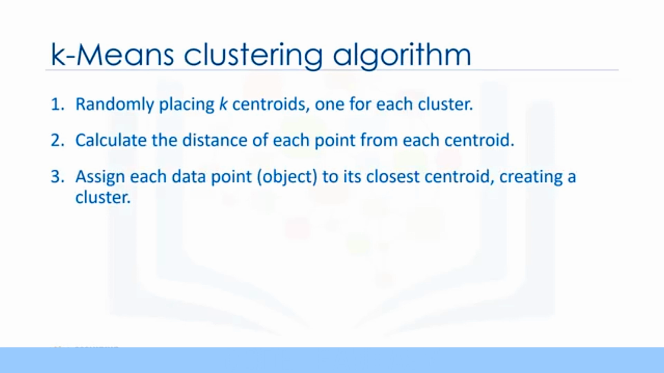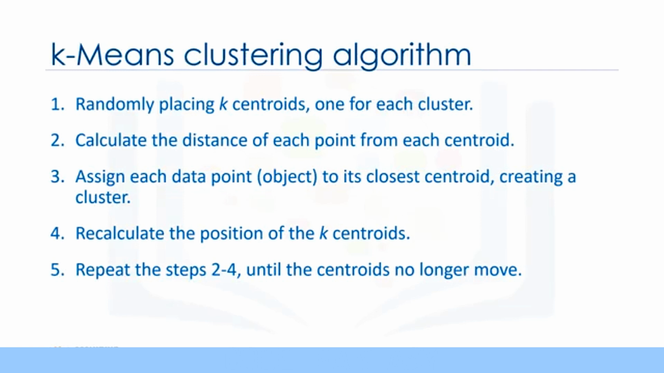Then, assign each data point or object to its closest centroid, creating a group. Next, once each data point has been classified to a group, recalculate the position of the k centroids. The new centroid position is determined by the mean of all points in the group. Finally, this continues until the centroids no longer move.